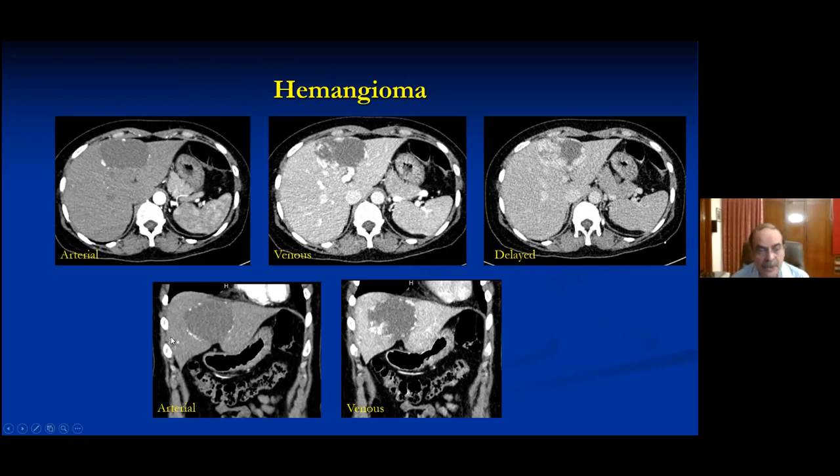blood. So remember, make a mental picture of this peripheral, nodular, discontinuous enhancement in the lesion, which has a centripetal progression, retains contrast on the delayed image. There is no washout at all. These are the typical features of a hemangioma.